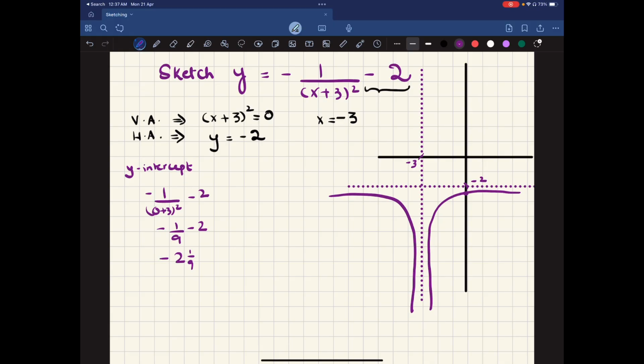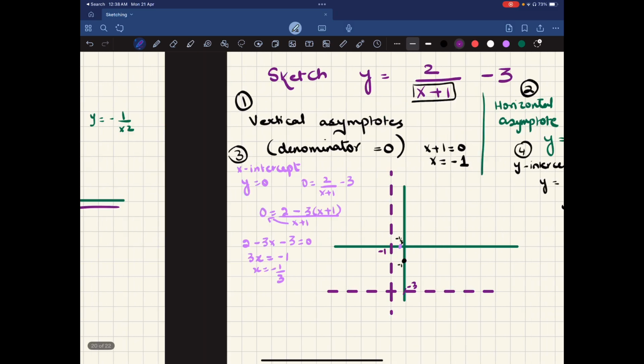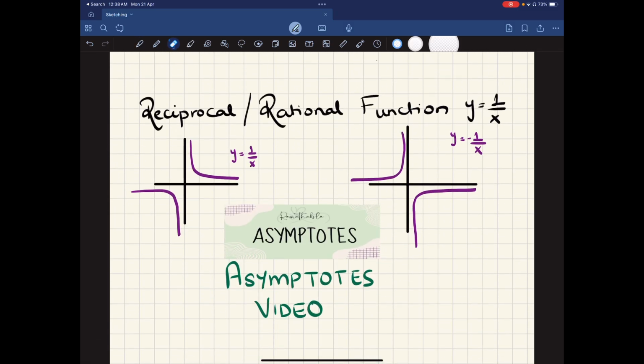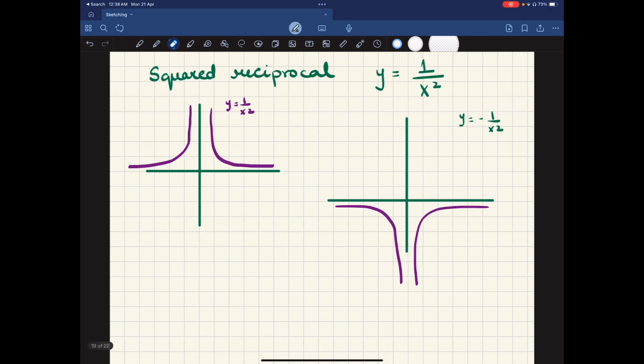Okay, so I hope that sketching of reciprocal or rational functions is clear after this. You will not be tested in a lot of detail or complex technical questions. You just need to have this basic knowledge of calculating the vertical and horizontal asymptotes. And I think if you memorize these 4 shapes, it's going to be sufficient to help you out for reciprocal functions and squared reciprocal functions.